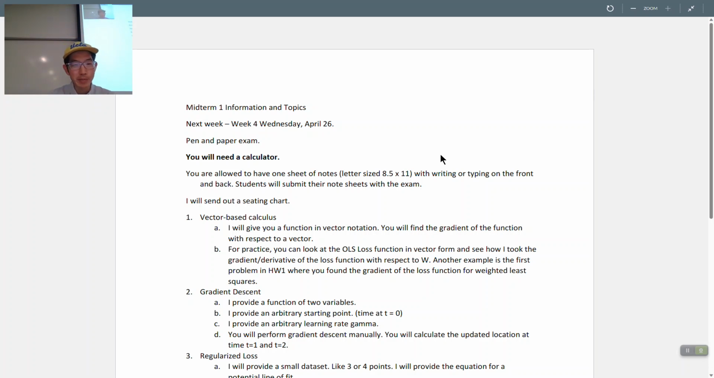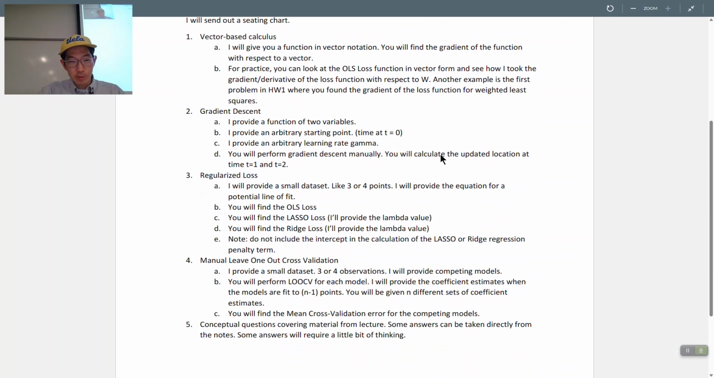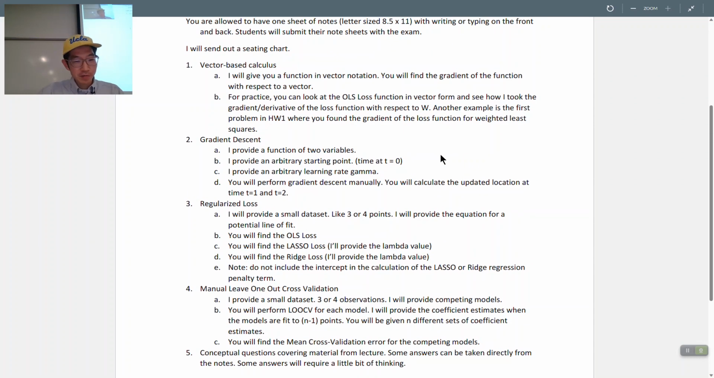But anyway, definitely you'll need to bring a calculator, and you will be allowed to have a sheet of notes. One sheet of notes, writing on the front and back. You'll submit your sheet of notes when you turn in your exam. And I will also send out a seating chart. There will be 5 problems, and you have 50 minutes, so you've got to budget your time wisely.